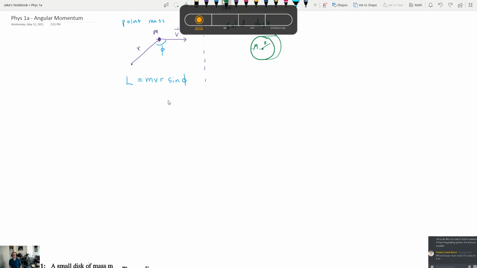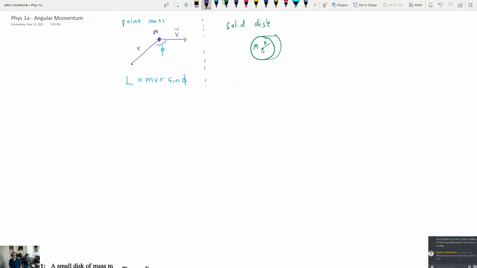Let me draw that in a way that looks like it's coming out of the screen. So if there's an axis that runs through the center of this, and this object is rotating with some angular speed omega, then you can use the definition I have over here for angular momentum and sum up the individual angular momenta of the pieces of this. What you end up finding is that the overall angular momentum of this object is given by the moment of inertia of the object multiplied by the angular speed.